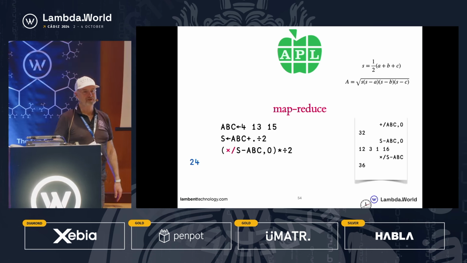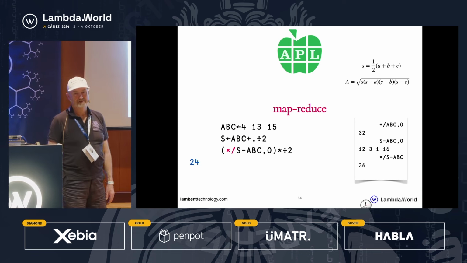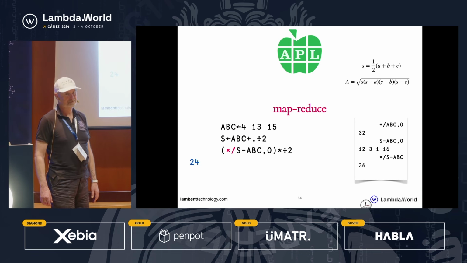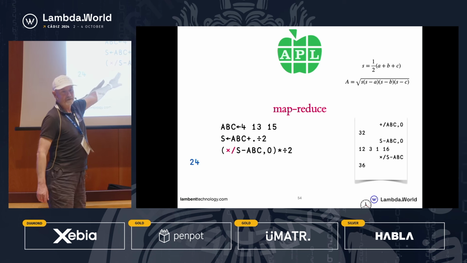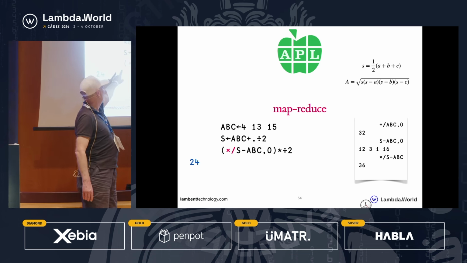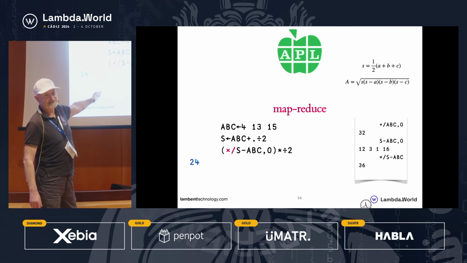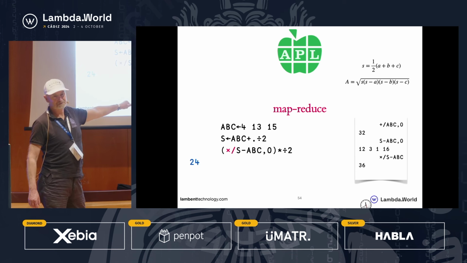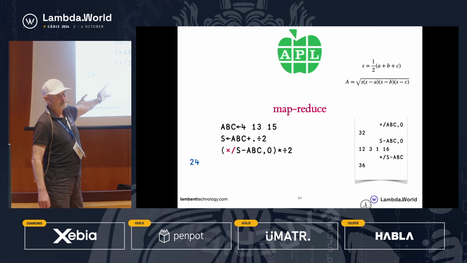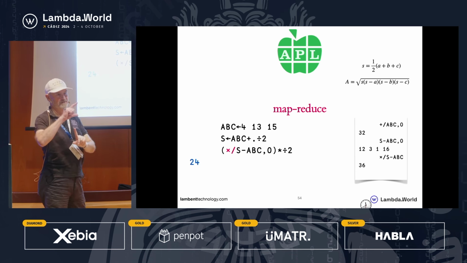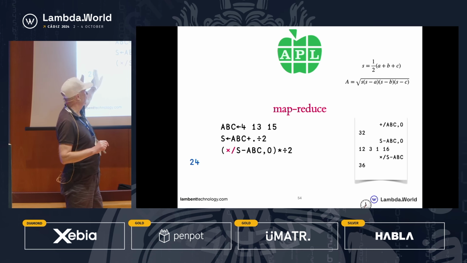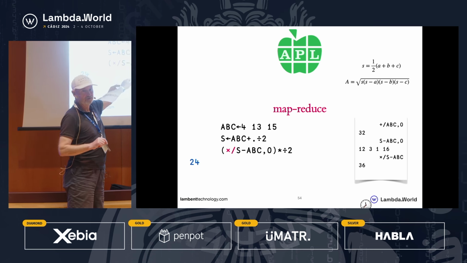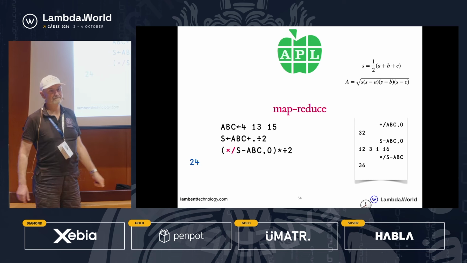We have map reduce as a single character. If you want the product of a list of numbers, multiply reduce. If you want their sum, it's plus reduce. There's a primitive which gives you the larger of two numbers. We call it max. If you want the largest number in an array, you do a max reduce.